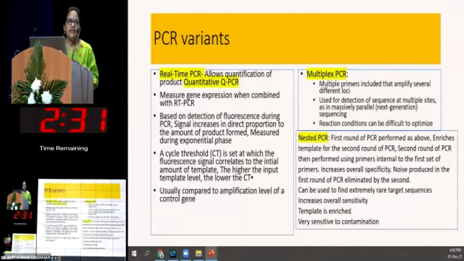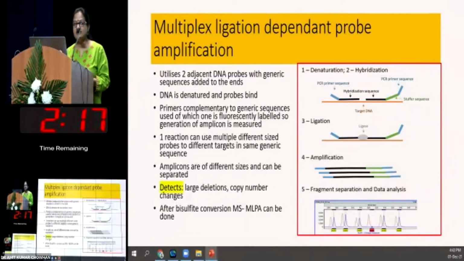Nested PCR is a type of PCR in which you have two rounds of PCR. In the second round of PCR, the products of the first round serve as template. Now, this makes the PCR reaction very specific, but it is also very sensitive to contamination. An example of nested PCR is methylation specific PCR.